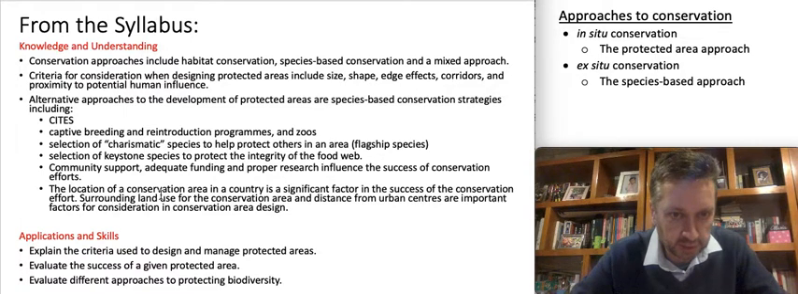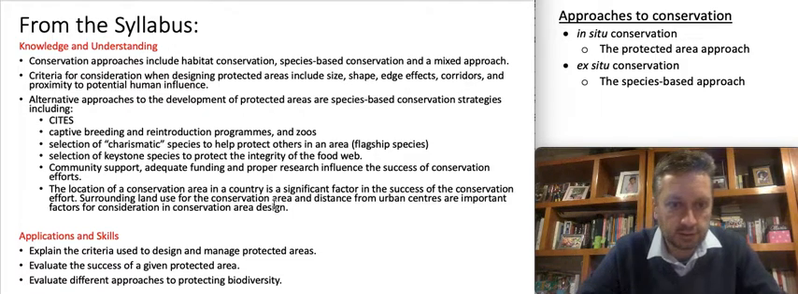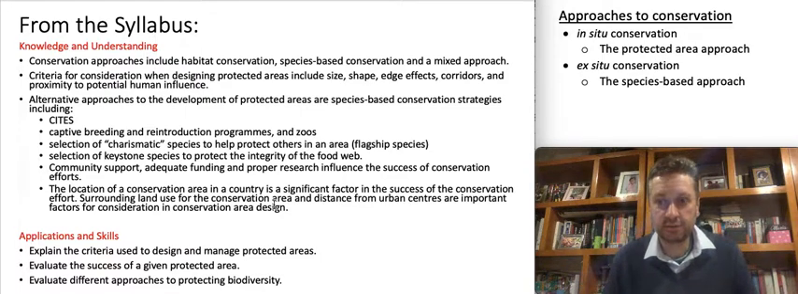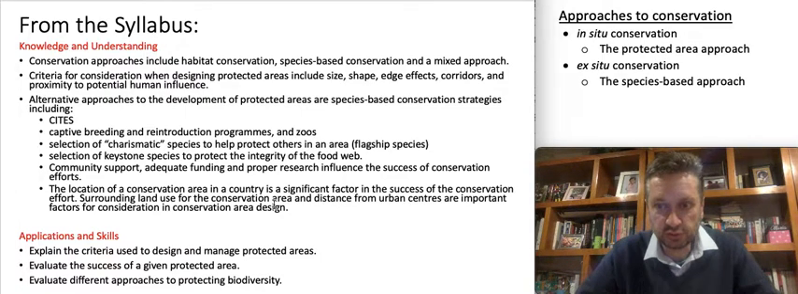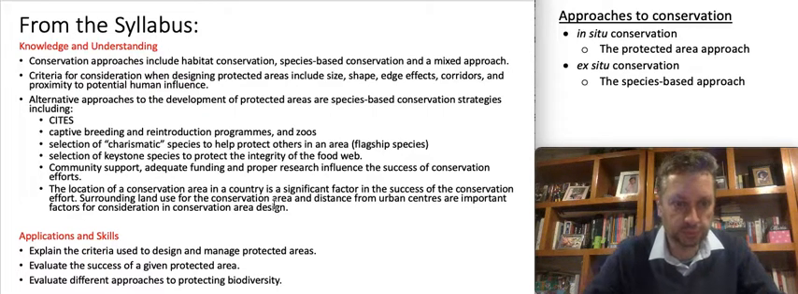And finally, location of a conservation area in a country is a significant factor. Surrounding land use for the conservation area and distance from urban centres are important. Fine in principle, but it's not always possible to decide exactly where you're going to put your protected area in advance. So I'll try and give that some thought as well.